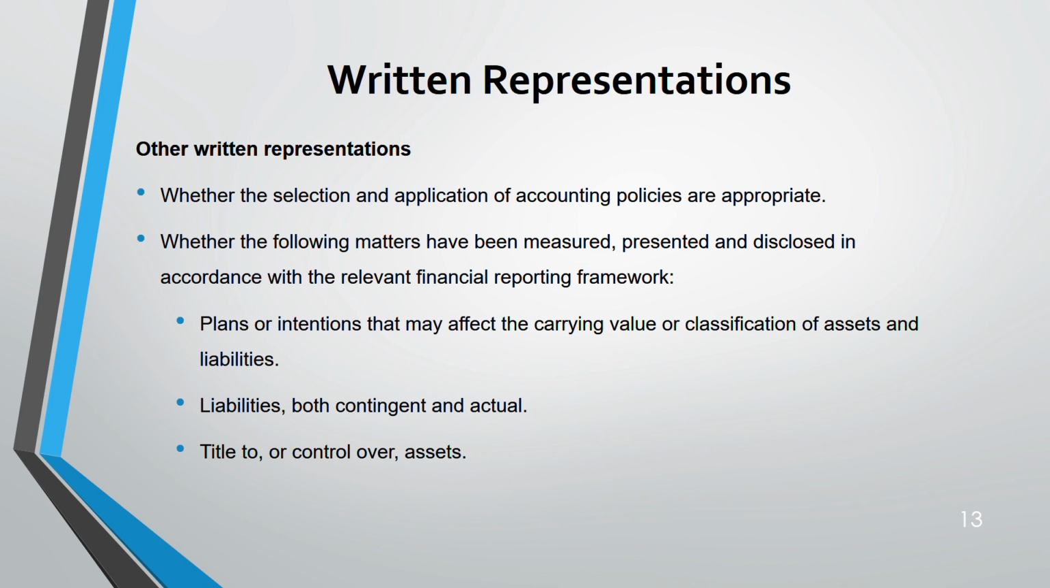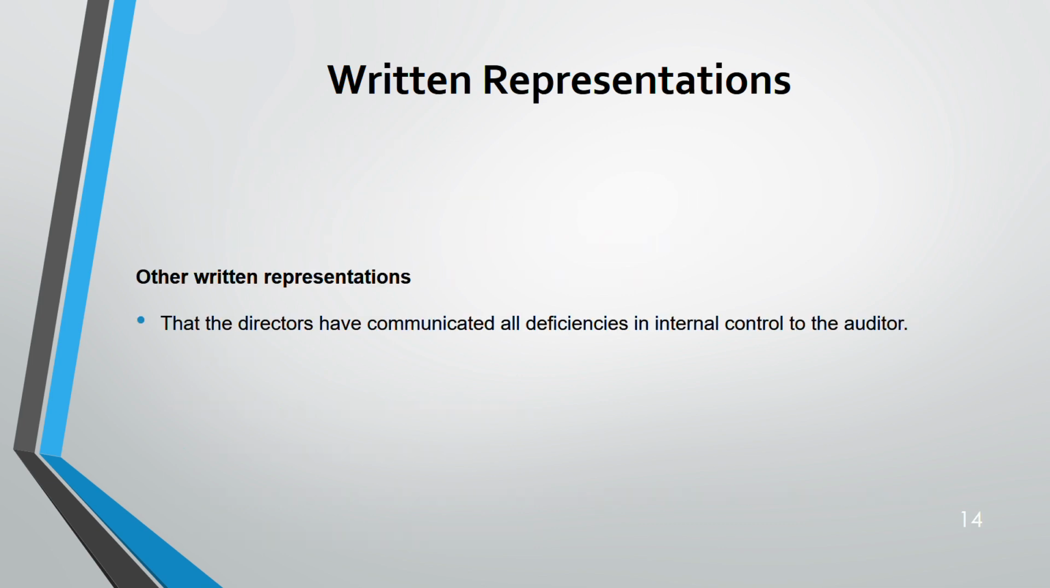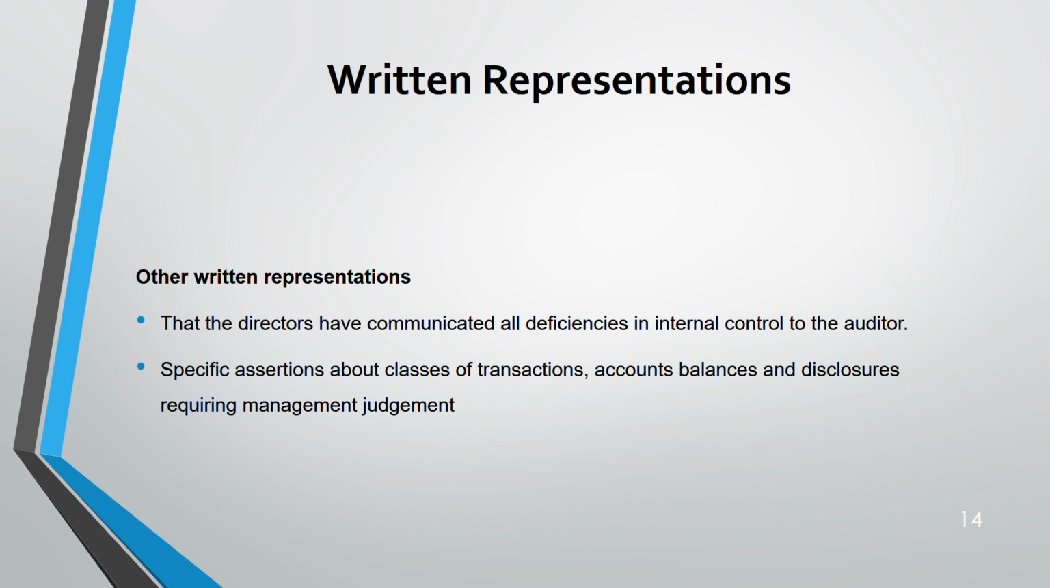Okay, whether liability is contingent or actual liability has been recorded appropriately or not, and regarding laws and regulation, whether there are any aspects of non-compliance with the rules and regulations, laws that could affect financial statement. Not any law. If it affects financial statement only, we are talking about those laws only. Non-compliance with those laws. Then, in the written representation, you have to write the directors have communicated all deficiencies in the internal control to the auditor. Then specific assertions, it could be about class of assets, class of transactions, account balance, or disclosure, requiring management judgment.